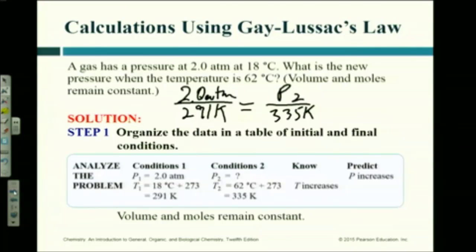What'd you get? 2.3. 2.3 atmospheres? Yeah.